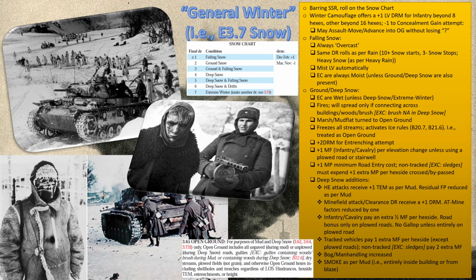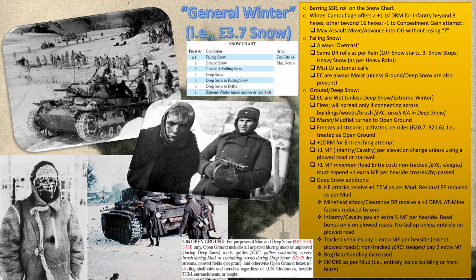Snow can exist in several forms and combinations, as you can see there, and falling snow will always be accompanied by overcast conditions. Now, it's the same die roll as per rain, so a 10 or better, snow starts, 3 or less, snow stops. Again, if you roll a subsequent 10 or more while it's snowing, then you'll get heavy snow in effect, and the applicable low visibility hindrance will apply. Obviously, mist low visibility will be automatic, and EC are always going to be moist unless ground or deep snow are also present.